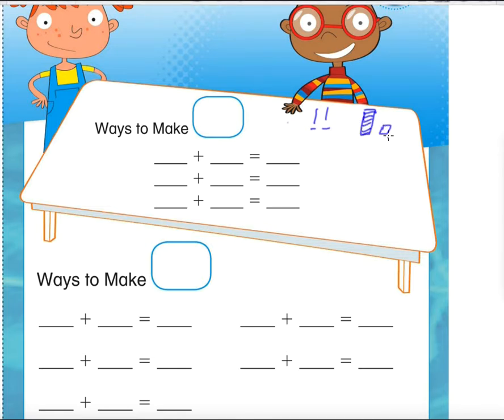All right, I have a 10 rod and a ones cube. And to write an addition sentence with this, I could just put 10 plus 1 equals 11. But there's also another way we could write this. What if we took this 10 rod right here and we broke it all into ones? We just took the whole thing, we went crazy, and we broke it into a whole bunch of ones. Well, then we would have 0 tens plus 11 ones. And that would also equal 11.